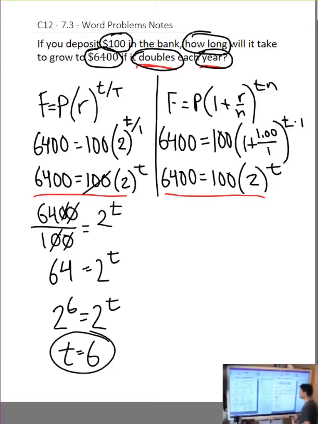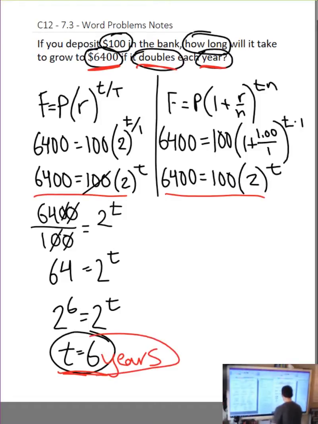t equals 6. Now I can do a logic check. If I have 100 and I double once, I'm 200, then 400, then 800, then 1600, then 3200, then 6400. The amount that we said we are going to get to in 6 doubling times. 6 years. Don't forget your units.